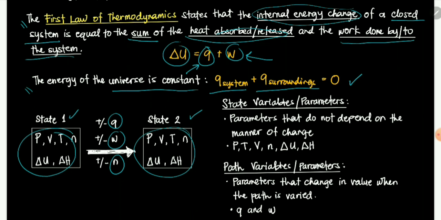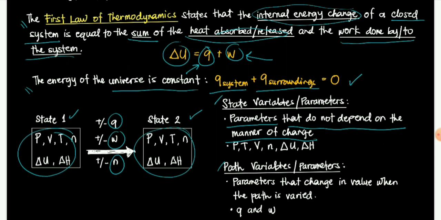Okay? So, we have two types of parameters or variables. We have the state variables and the path variables. So, yung state variables, these are parameters that do not depend on the manner of change. Wala silang concern sa kung paano nag-change yung state. Ang concern lang nila is yung initial tsaka yung final state. So, kinukuha mo lang is yung net change. So, final minus initial. So, yun yung ating state variables.